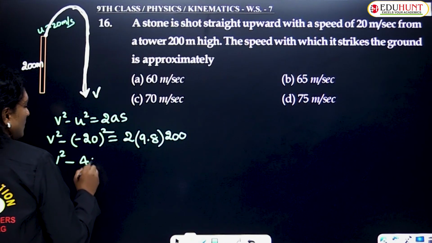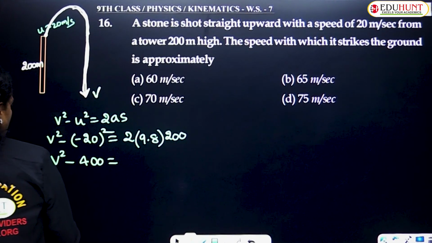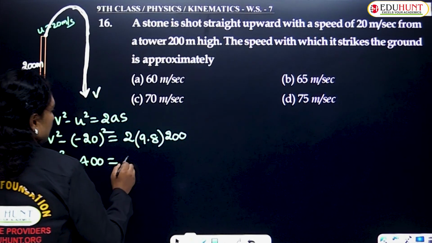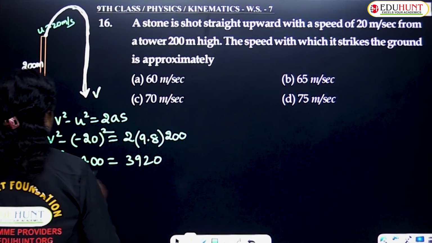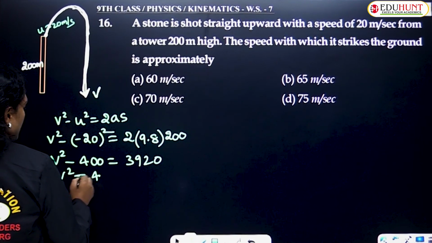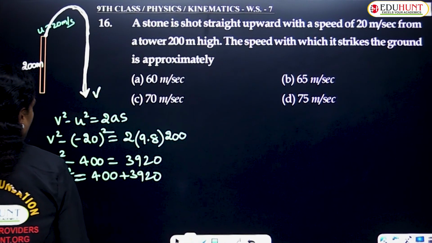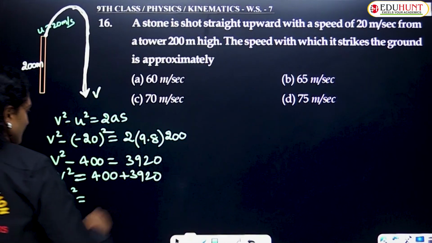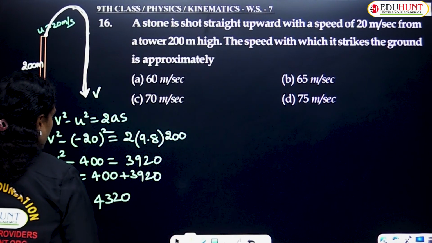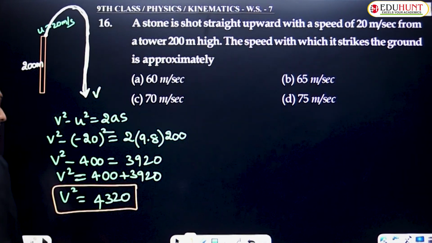Okay, children? So substituting all the values, we have v square minus 20 into minus 20 is plus 400. So 400 must equal 2 into 9.8 into 200. If you multiply this, you'll be getting something like 3920. So now the value of v square is equal to minus 400, taking the other side, we have plus 400 plus 3920. The value of v square is found to be 4320.